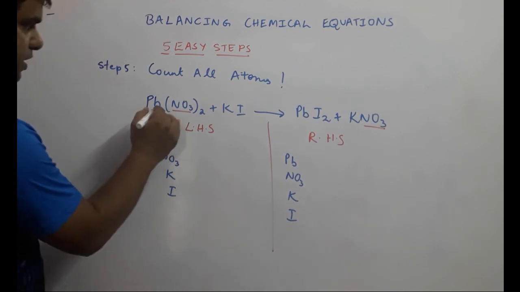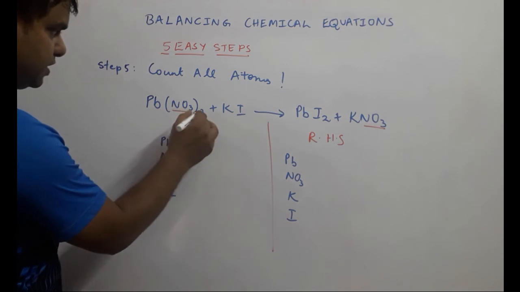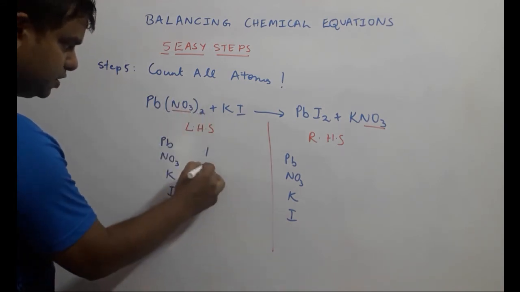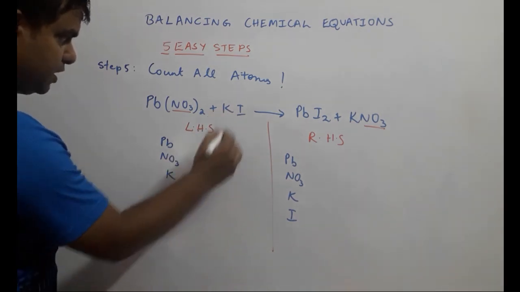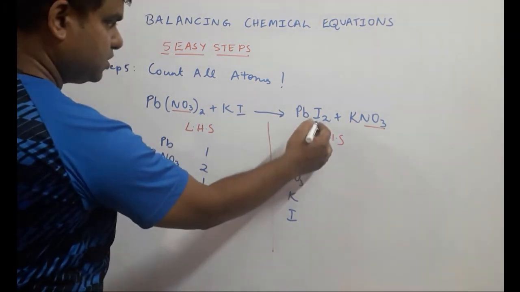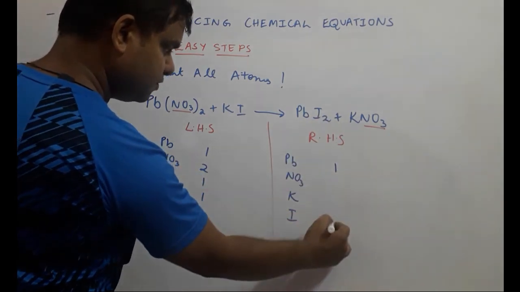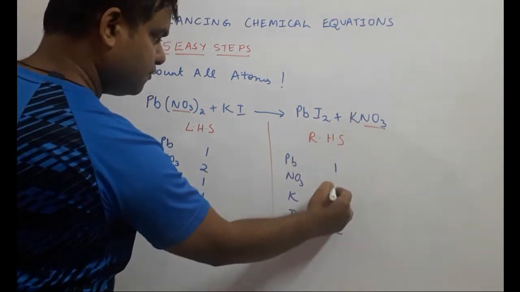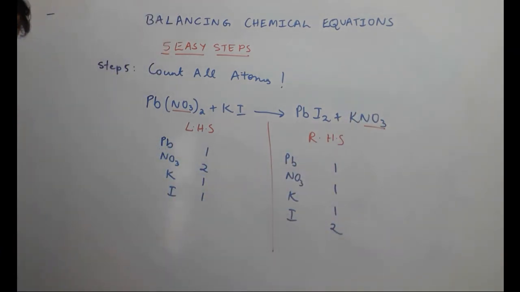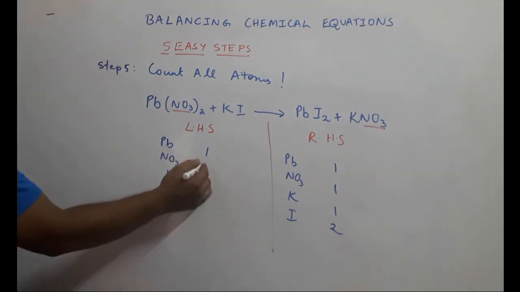How many of lead? Just 1, right? So the coefficient is only 1. How many of nitrate on the left hand side? 2, because it's in the brackets and there is 2 mentioned over here. How many of potassium? 1. And how many of iodine? Just 1 on the reactant side. What about the product side? We have 1 of lead once again, 2 of iodine, we put them down over here, 1 of potassium and 1 of nitrate.